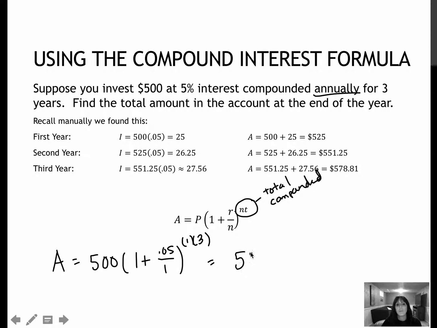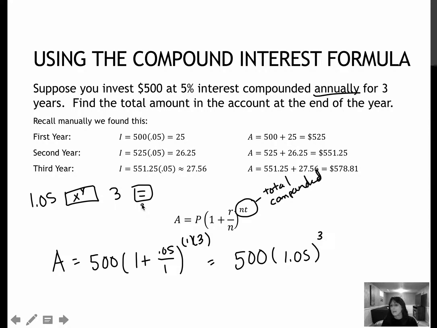Let's clean it up before we get our calculators out. 0.05 divided by 1 is 0.05. I add it to 1, I get 1.05. 1 times 3 is 3. This is that same process we used before, adding 1 to it so that it would include the original investment. In my calculator, I'm now going to take 1.05, and in my calculator, which is an iPhone calculator, if you turn it sideways, it's X to the Y, and then 3, and then equals.